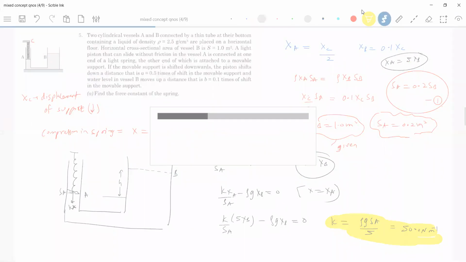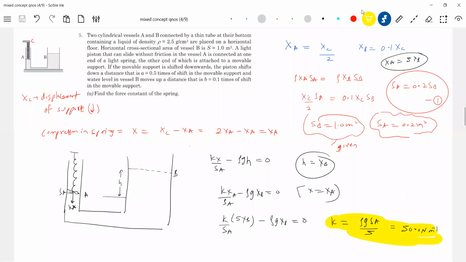Sir, I'm getting the answer as 1,000. Check your calculations more. Yes, sir, 1,000. What density is given? 2.5 gram per cubic centimeter. Then next, what do we have? g is 10. How much is SA?